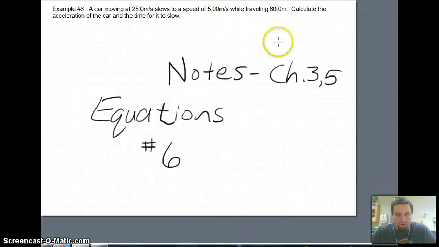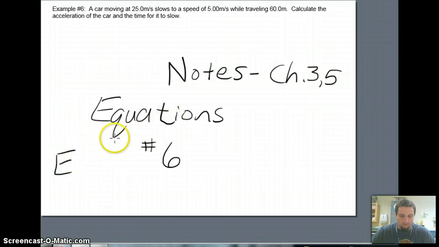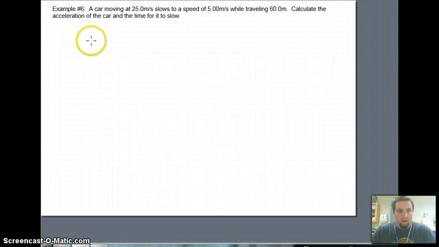Alright, in this video we're going to look at example number 6 from the chapter 3-5 notes, and we're going to be using the equations of motion. The key to these problems is to figure out what is given to you, what is not given to you, like what you need to solve for, and which of the 4 equations we're going to need to solve the problem. So let's look at example number 6.